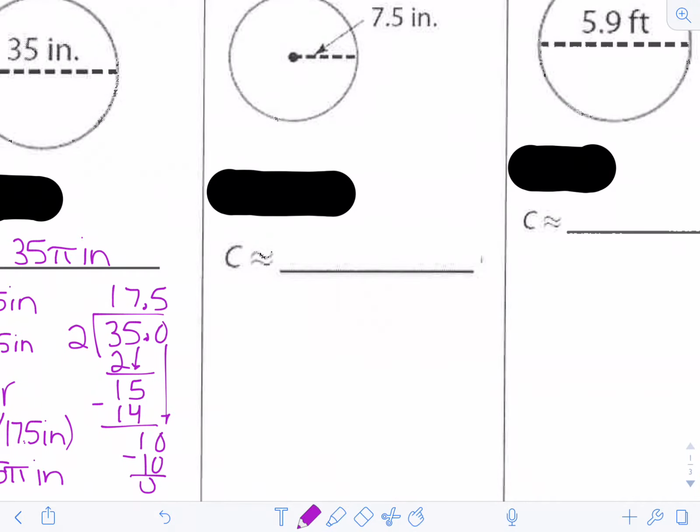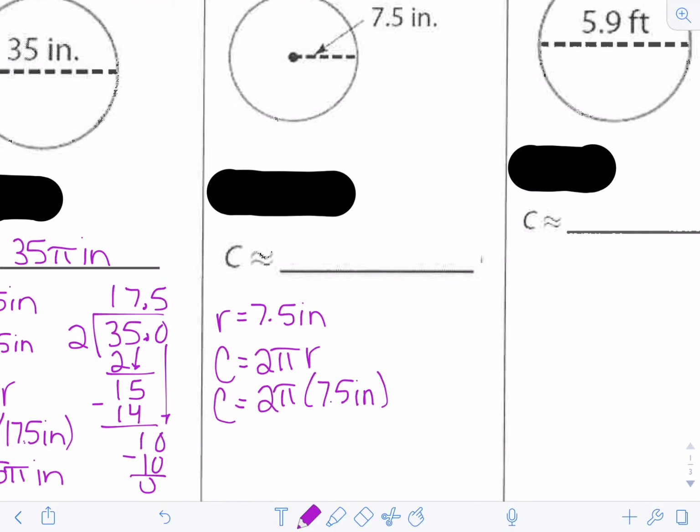All right, next one. So my radius here is 7.5 inches. Circumference is 2 pi r. Plug in my radius, so 2 pi times 7.5 inches.